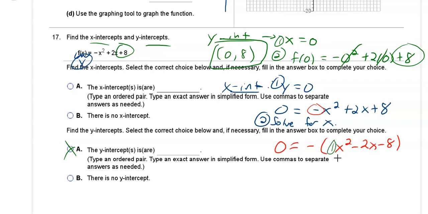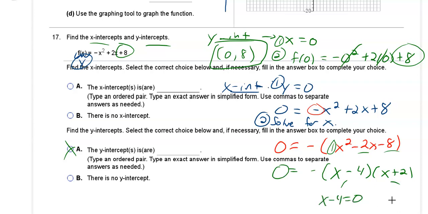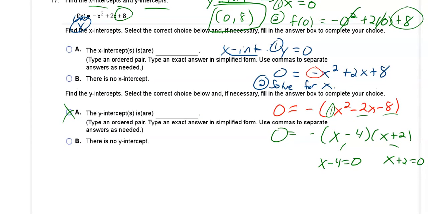Now this is a 1, this is a 1. Find two numbers that multiply to c and add to b. Multiply to negative 8 and add to negative 2. That's going to be negative 4 and positive 2, right? That multiplies to negative 8, that adds to negative 2. So that's how that will factor. Now you set each factor equal to 0 to solve, so you get x minus 4 equals 0, x plus 2 equals 0, and then you solve for x in each case. So you add 4 to both sides here, get x is equal to 4, and you subtract 2 from both sides here, and you get x is equal to negative 2.